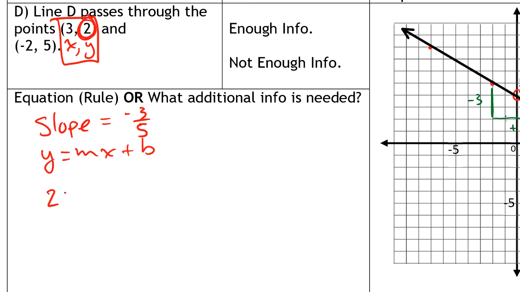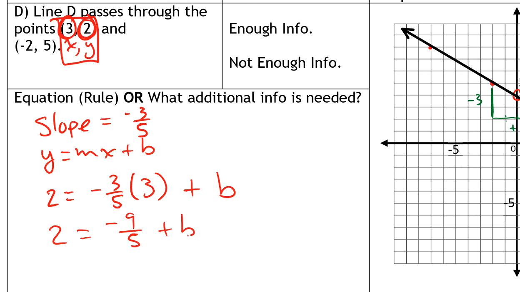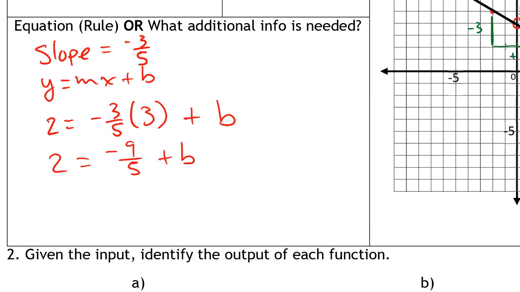So I'm going to write 2 equals, and then I'll write my slope, which is negative 3/5. And I'm going to multiply that by the number 3, which is this value. And then I'm going to add b to that. So on the left-hand side, if I clean this up a bit, this is now negative 9/5 plus b. And if I add 9/5 to each side, I've got whatever the y-intercept is. It's 2 plus 9/5, right? That's what my y-intercept is.